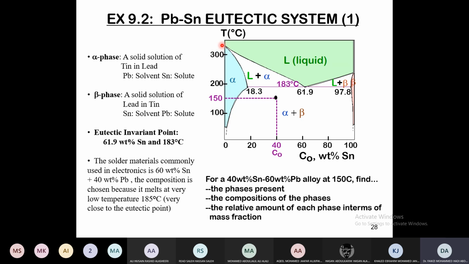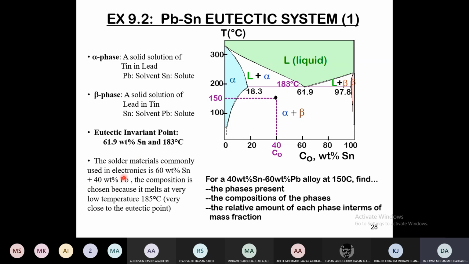Now, that melting point temperature is high. But if you mix it, if you alloy it with tin, what is going to happen? As you add the tin to it, you see the melting point temperature, the liquid across the liquidus line, is reducing to a minimum of 183 degrees centigrade.